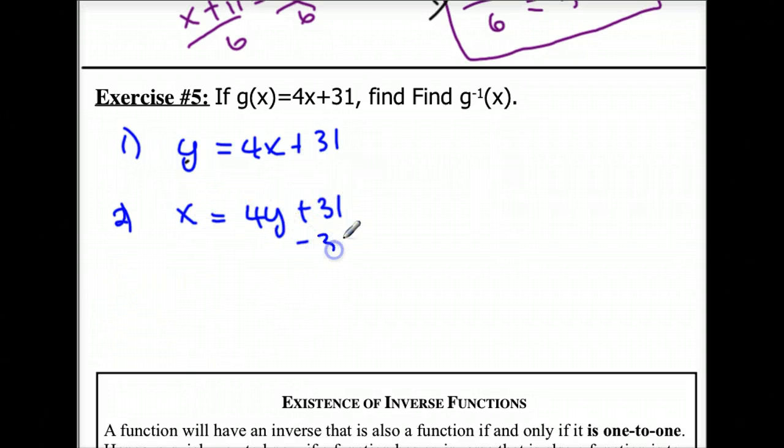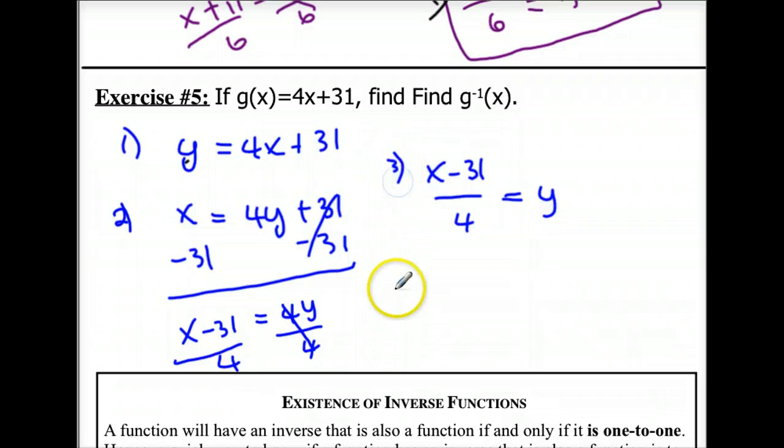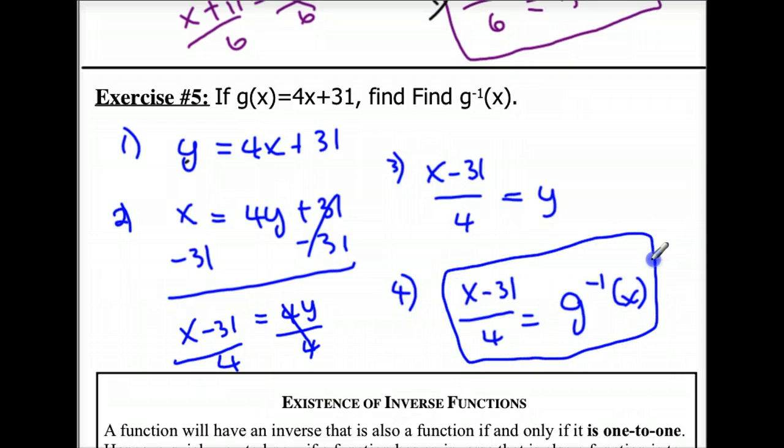So I'm going to minus 31 on both sides. And I'm left with x minus 31 equals 4y. Divide both sides by 4. This cancels, and I'm left with x minus 31 over 4 is equal to y. This is my step 3. Step 4 says I'm just going to replace my y with g inverse of x. Why g? Because that's the name of my function that I was using.